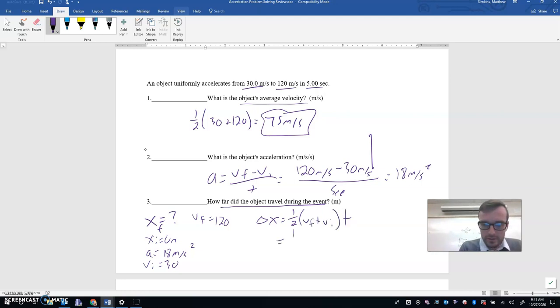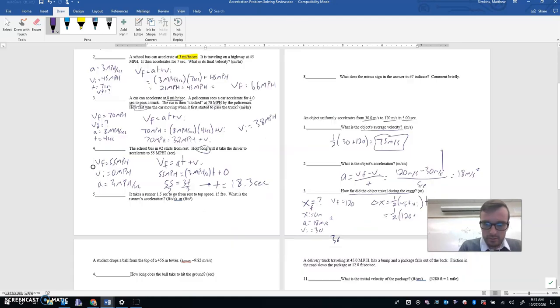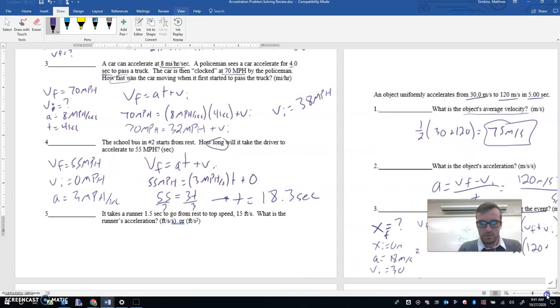And if we use this equation, 1/2, we actually already did that, didn't we? 120 plus 30. Oops. What in the world? That's not cool. Did I bump this or something? Oh, dear. All right, let's try that again.